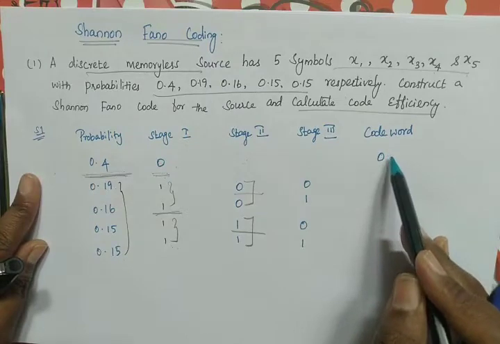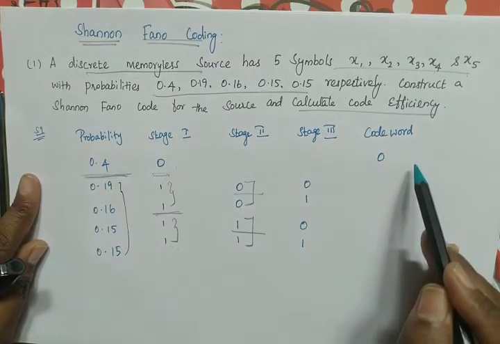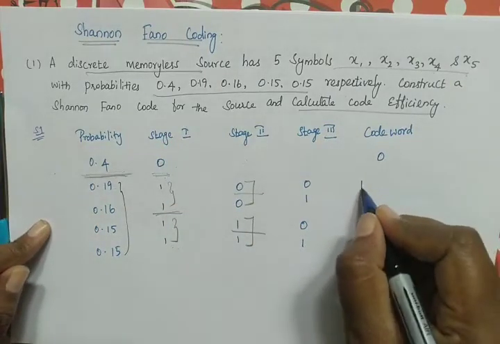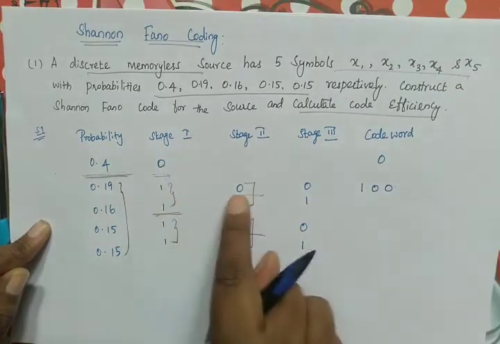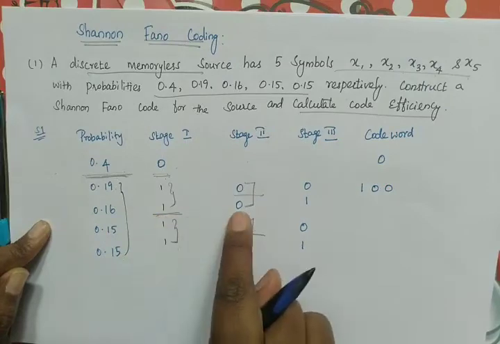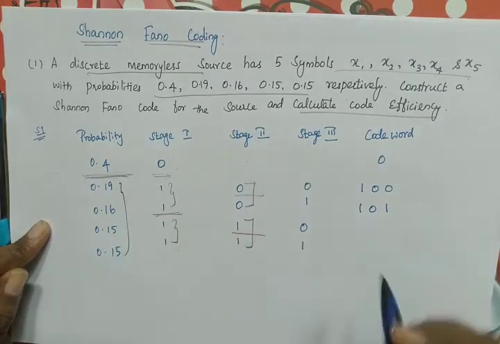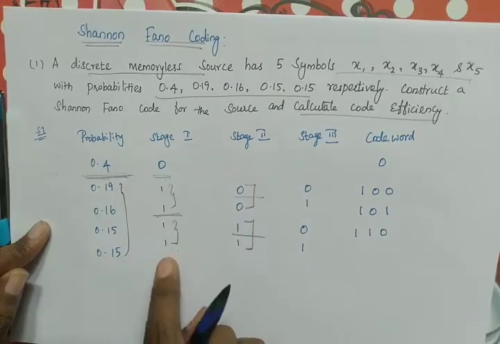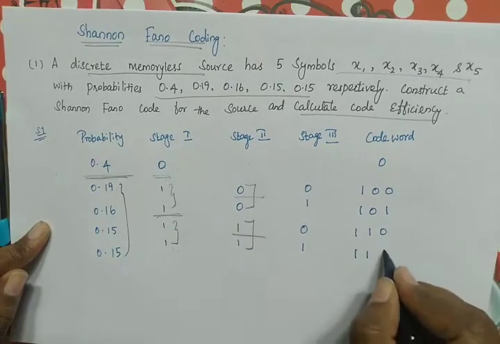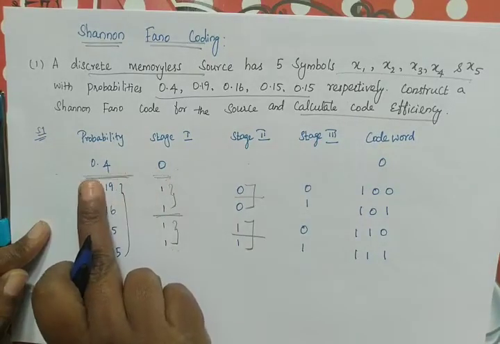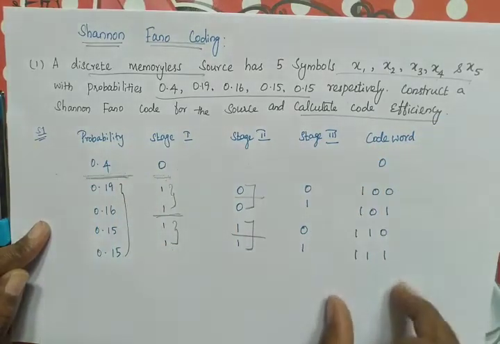While writing the code word, we used to write this as 3 zeros, so this should not happen. Now here we have 1 0 0, next 1 0 1, 1 1 0, and 1 1 1. This is called the code word for these probabilities.